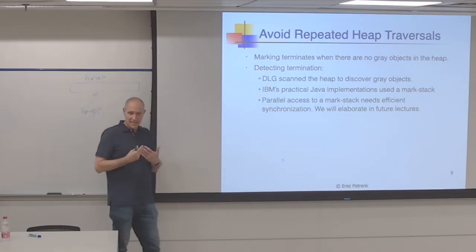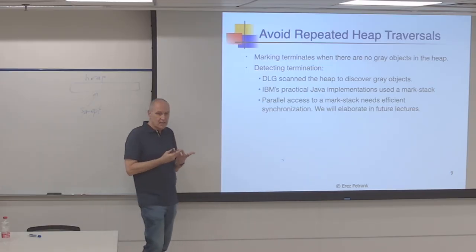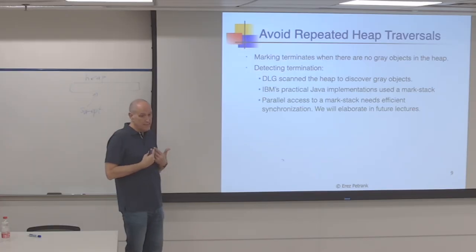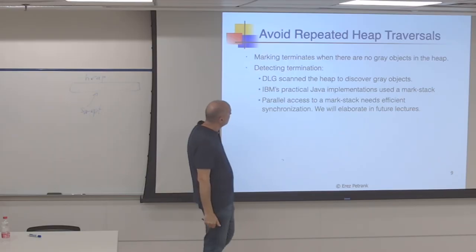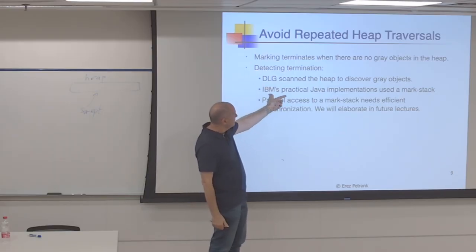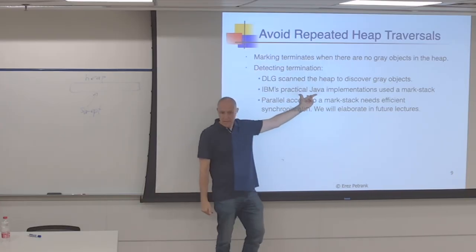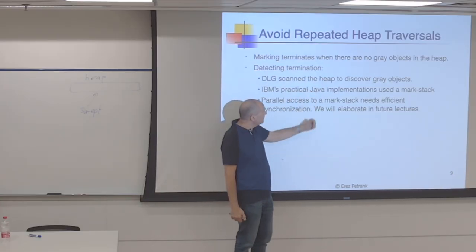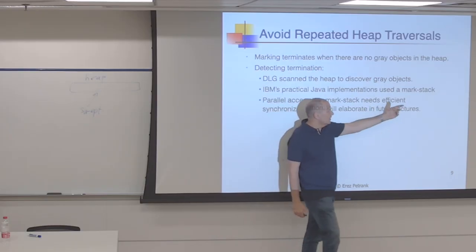So there is always, in any production, any real garbage collector, a list like that. It's called a mark stack. It will be a stack of objects. And so IBM took DLG and did it in Java in a practical collector. Then they used the mark stack.